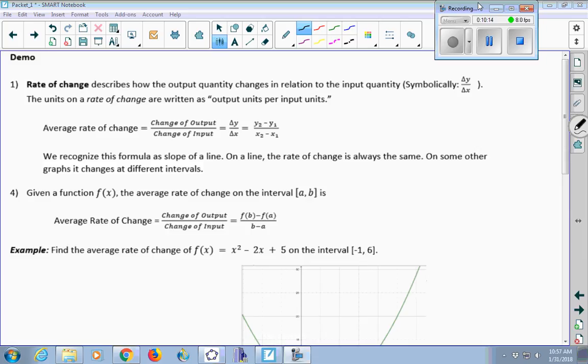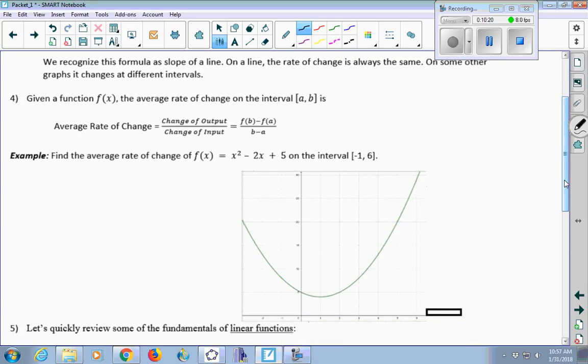But other graphs, curvy ones, right? When we go from one point to another, the average rate of change is not going to remain the same. So let's take a look at this particular graph. It's a parabola, x squared minus 2x plus 5. It doesn't have any real number zeros or x-intercepts. It would have complex ones. Remember, we covered those in 107, because it doesn't cross the x-axis at all.